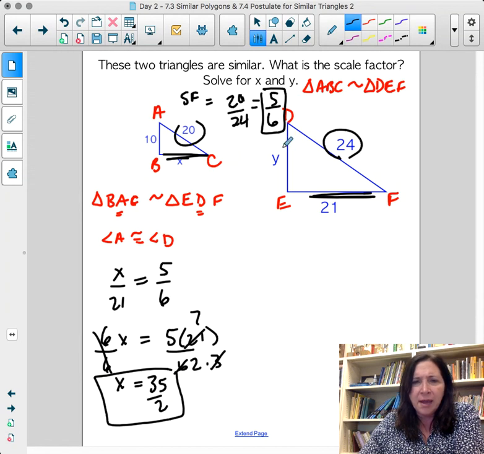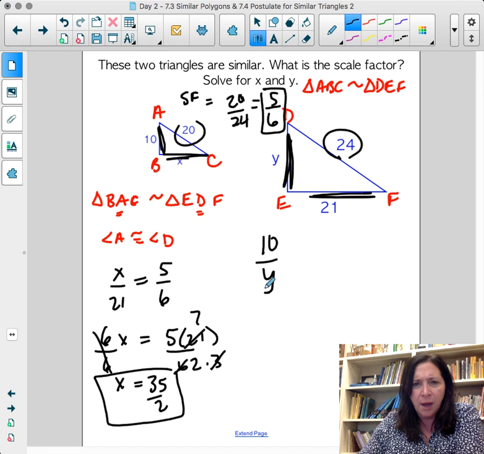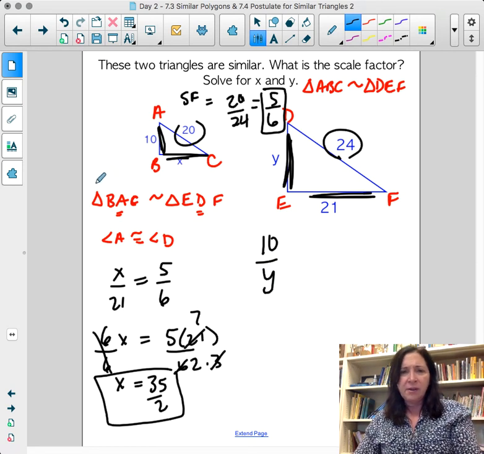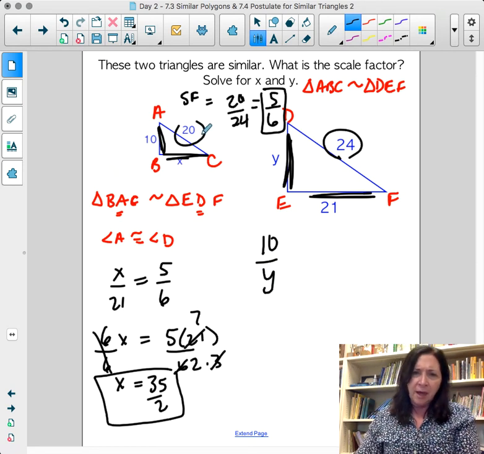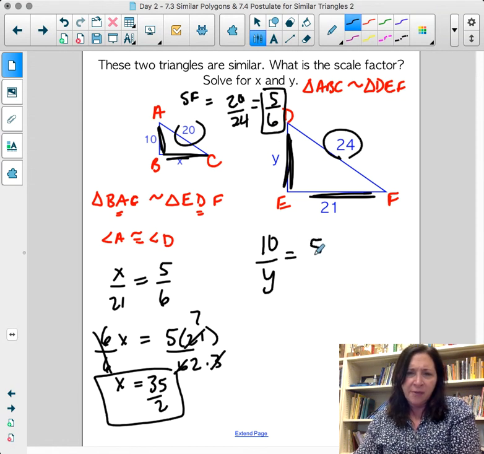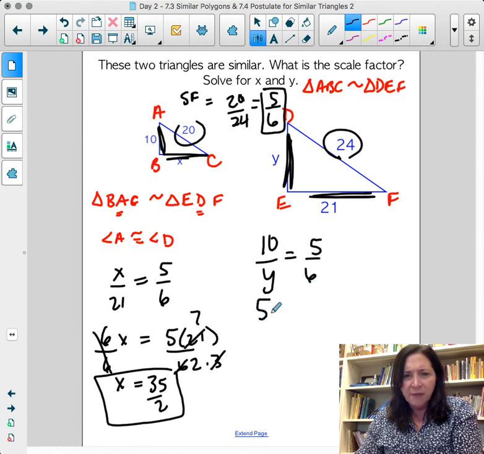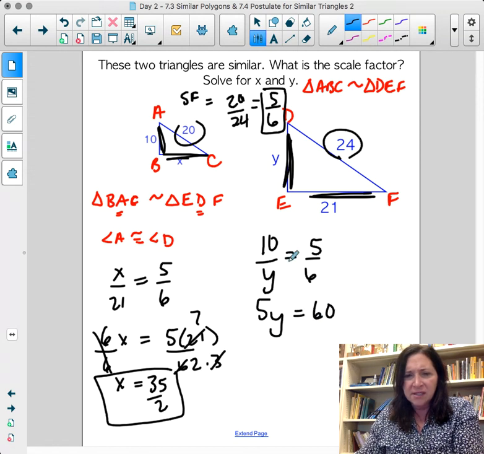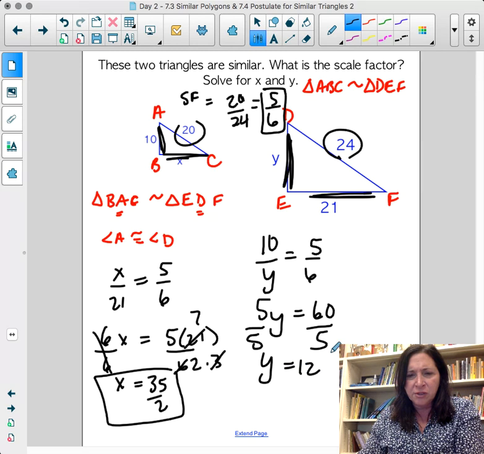To find y, this is this side, and this side, I'm going to go 10 is to y. Remember, left is to right as left is to right. So 20 is to 24, so that's going to be as 5 is to 6. So we're going to have 5y is equal to 60, 6 times 10. I'm going to divide by 5 on both sides. So I get y is equal to 12.